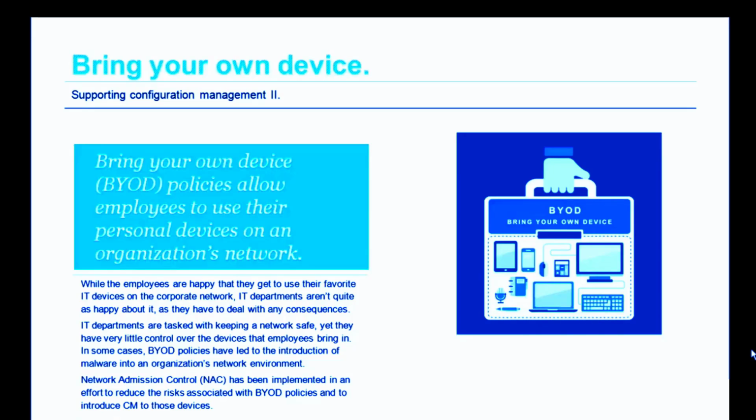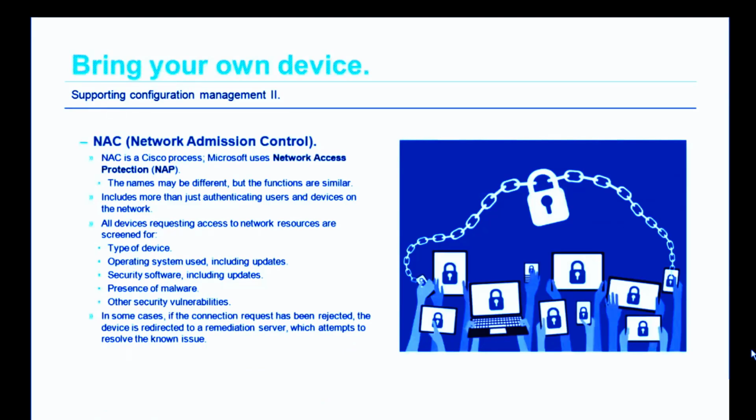They can implement network admission control measures, or NAC measures, in an effort to reduce the risk associated with BYOD policies and to introduce configuration management to those devices. Network admission control is a Cisco process. Microsoft uses a similar process, but it's called Network Access Protection, or NAP. While their names may be different, they still function in the same way.